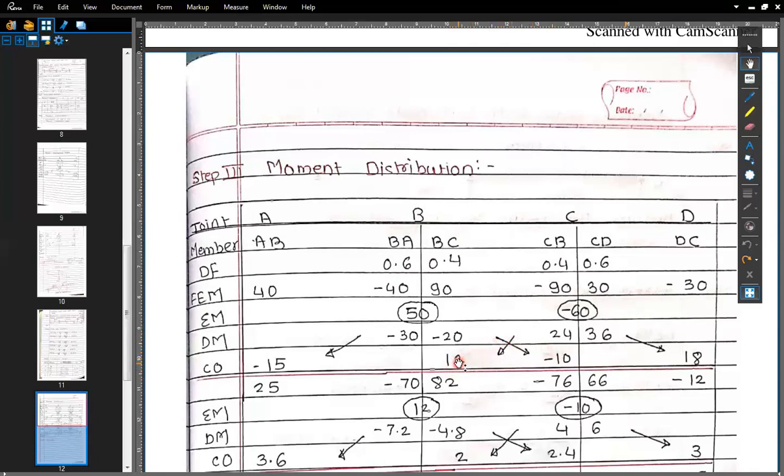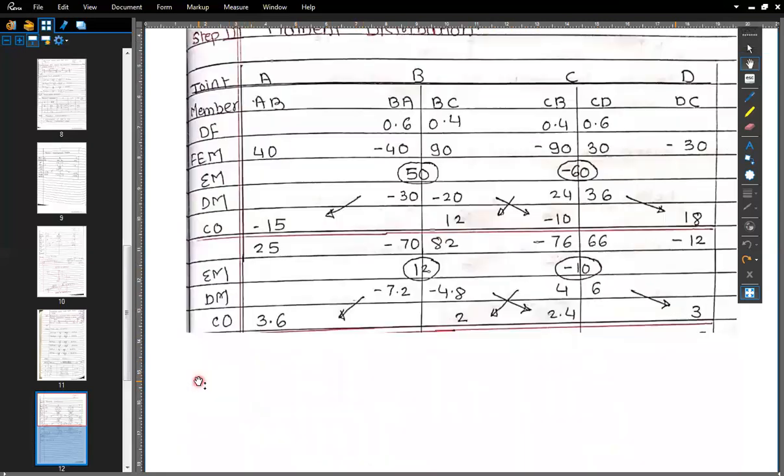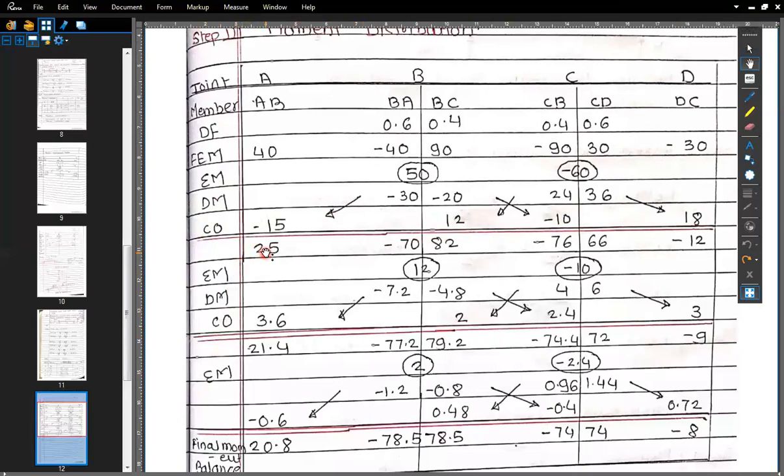So it comes as plus 12, and again D is fixed, so we transfer half of this 36 kilonewton meter, that is 18. So this step is known as carryover. We have carried over these distributed moments according to the end condition, that is fixed, intermediate or simply supported. Okay, so this is the first iteration. After this first iteration we are going to sum up the moments.